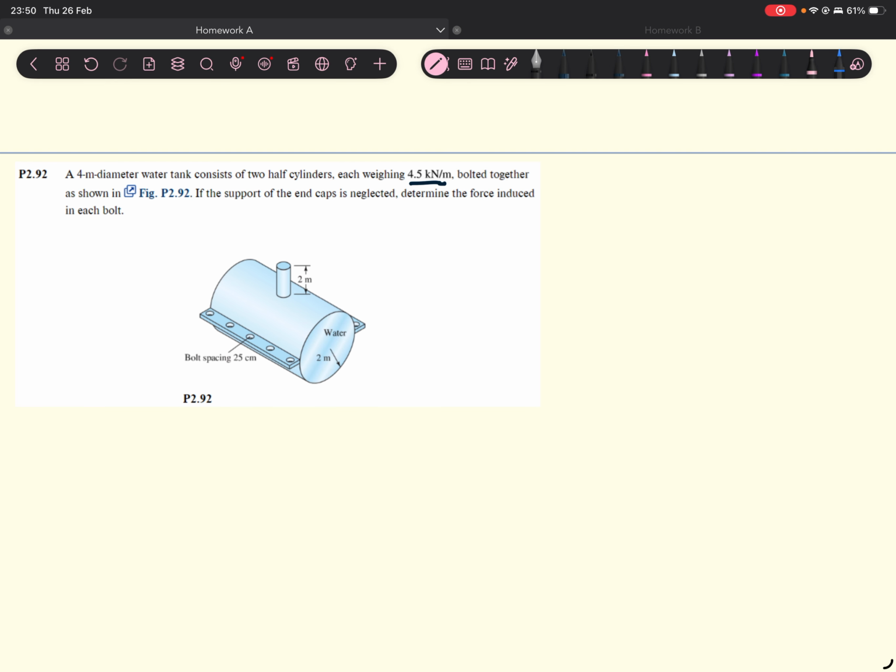Yeah, cool. We're told that it's bolted together as shown in the figure, so these are the bolt holes over here, so it's bolted there. Yeah, and then the support of the end caps can be neglected, and we're asked to determine the force induced in each bolt.